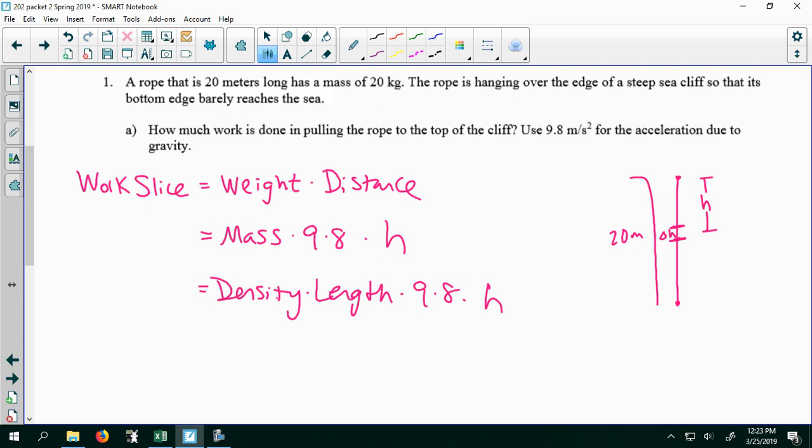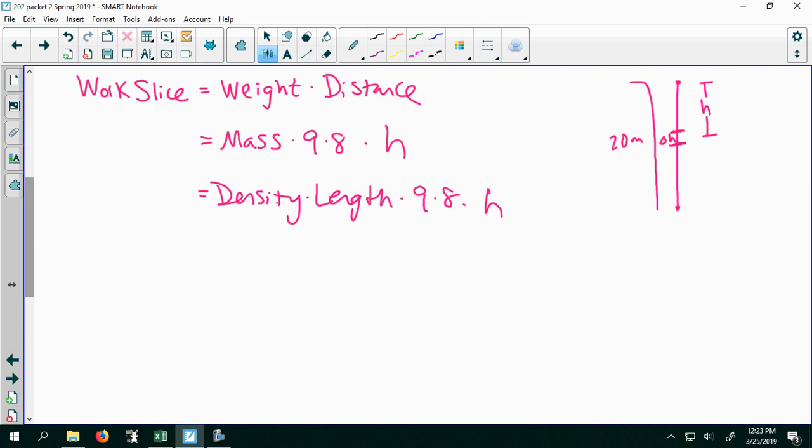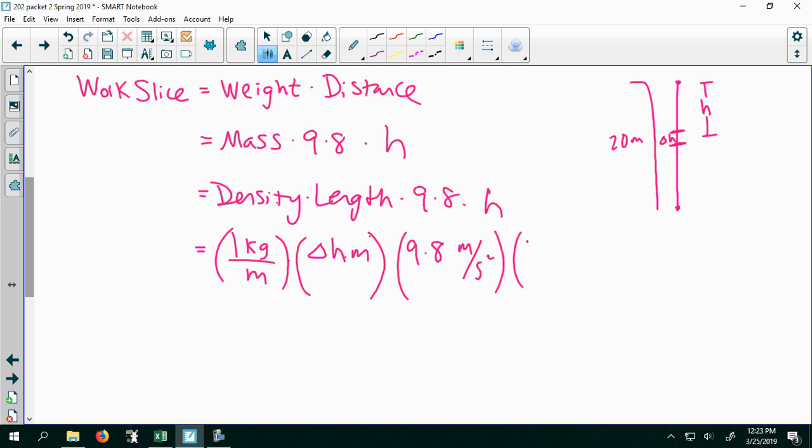Okay, so the density of the rope is uniform, so I'm just going to take the entire mass and divide by the length, 20 meters. So 20 kilograms over 20 meters is 1 kilogram per meter. The length of the slice is delta H meters. And then times 9.8 meters per second squared times H meters. So that is the work done on a single slice.